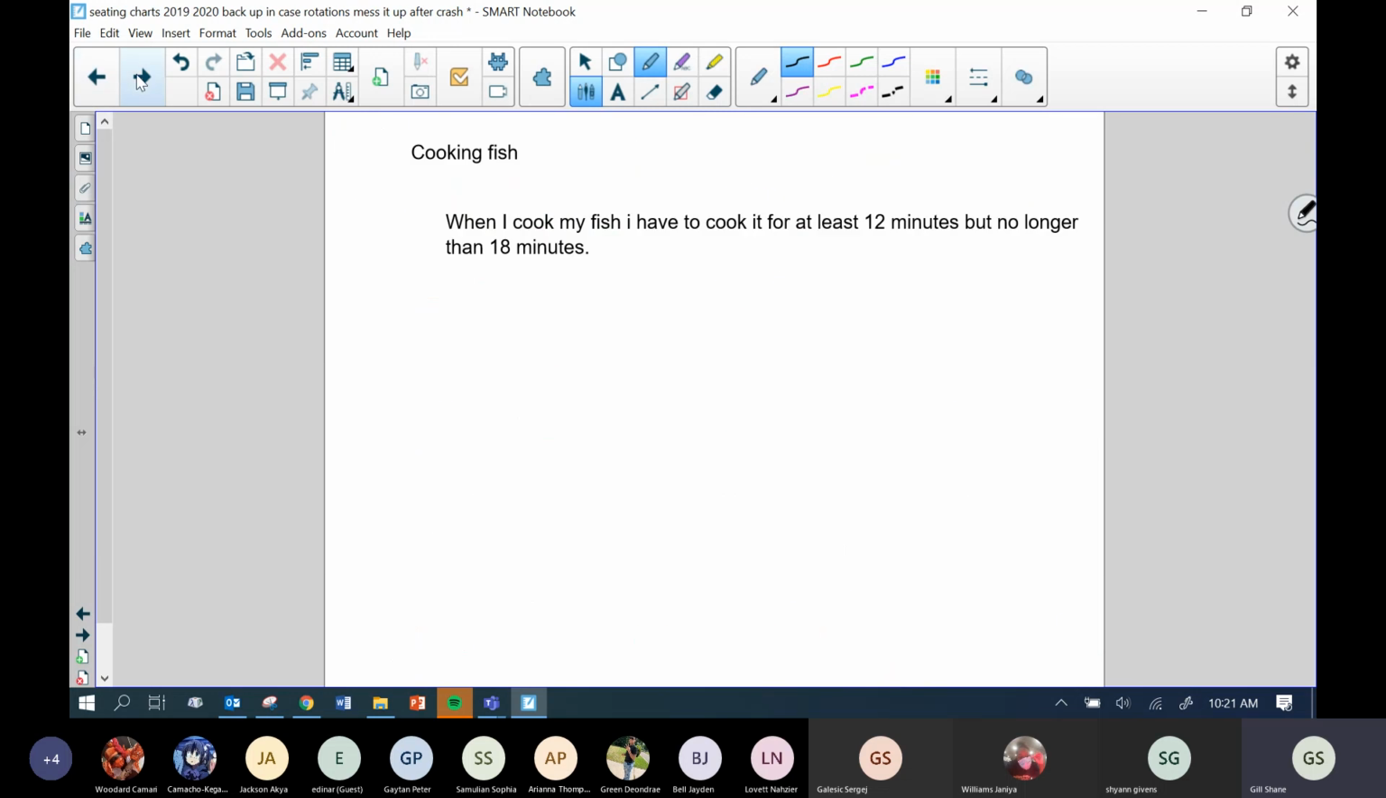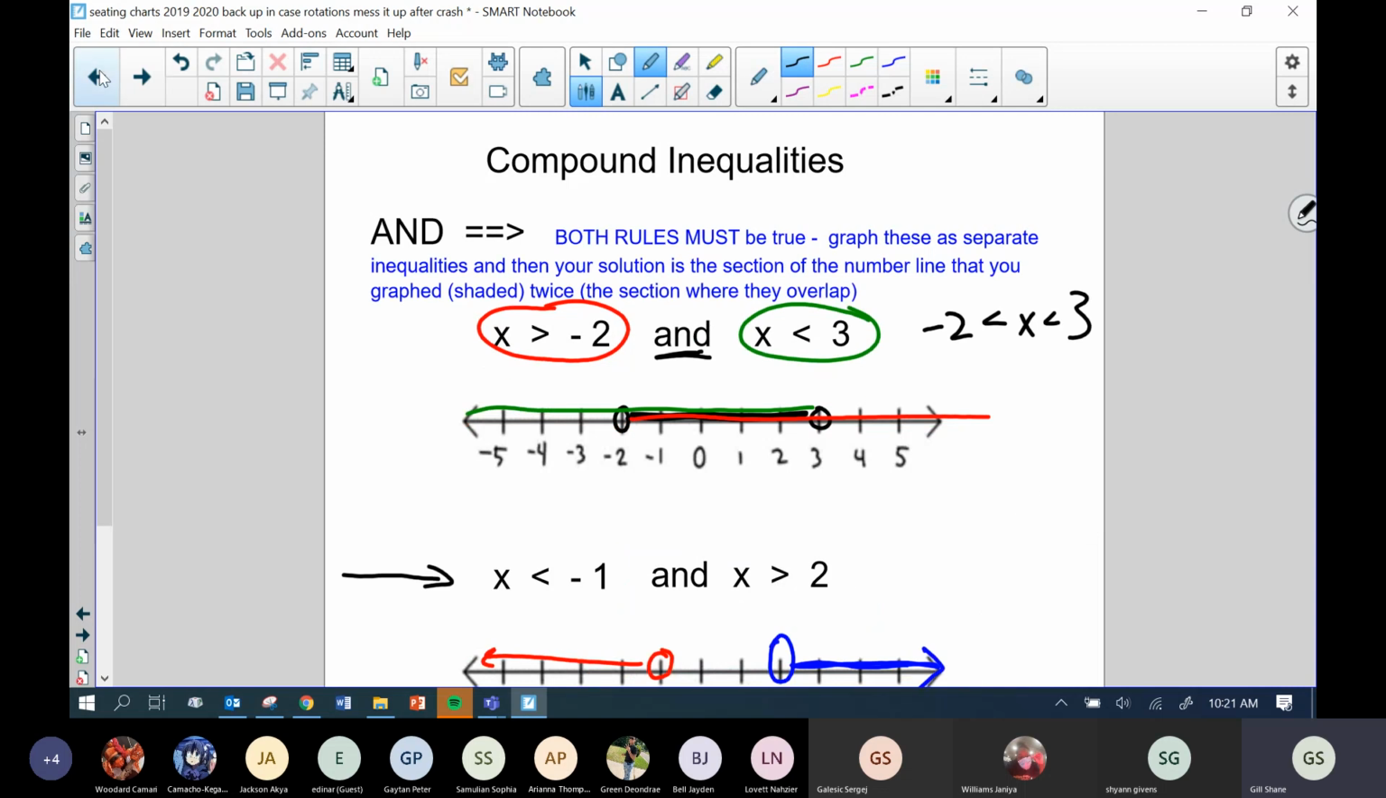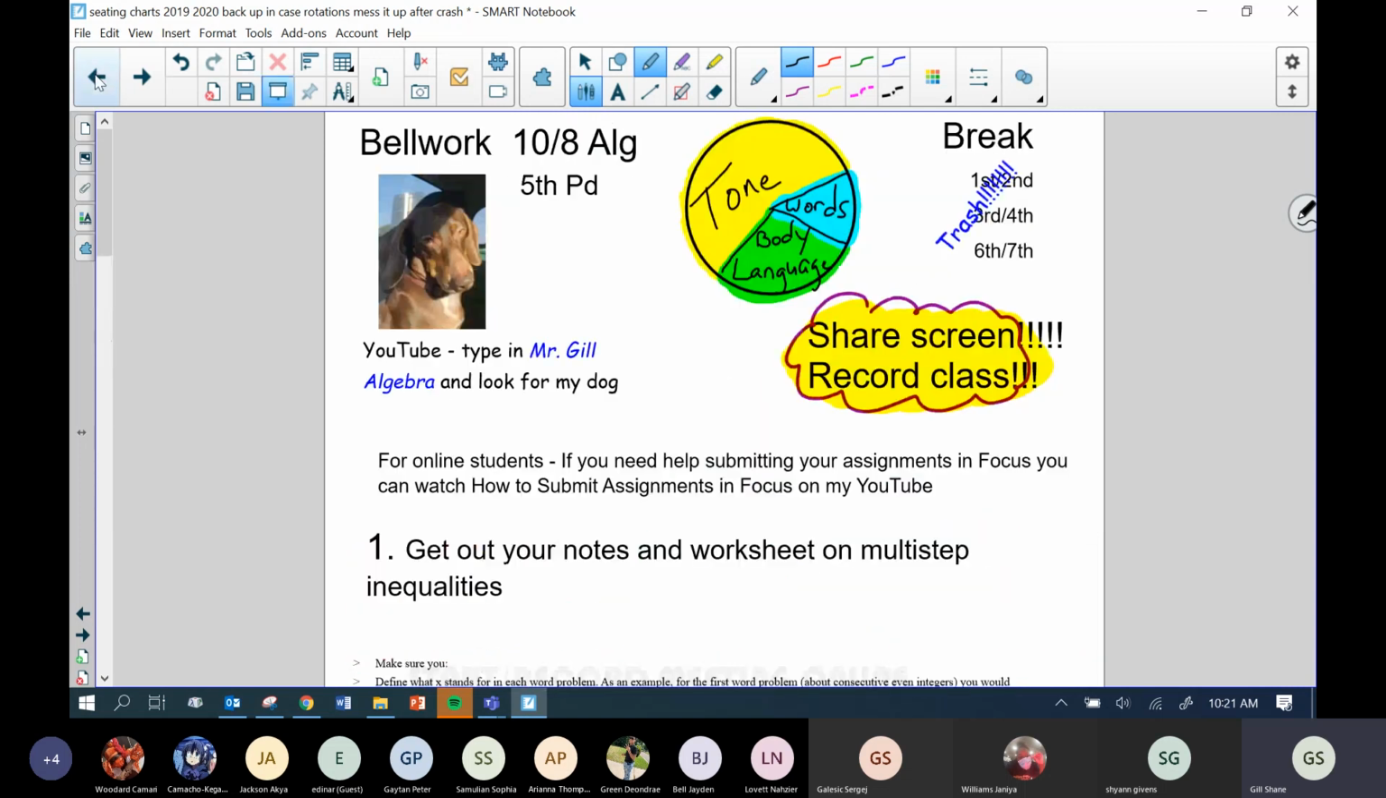Oh boy, where did I put the... Dadgummit.